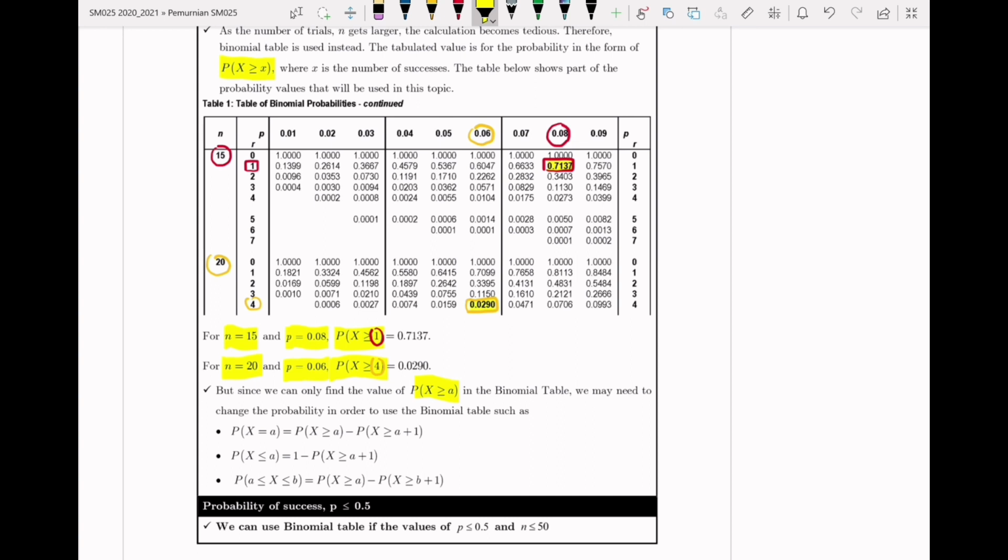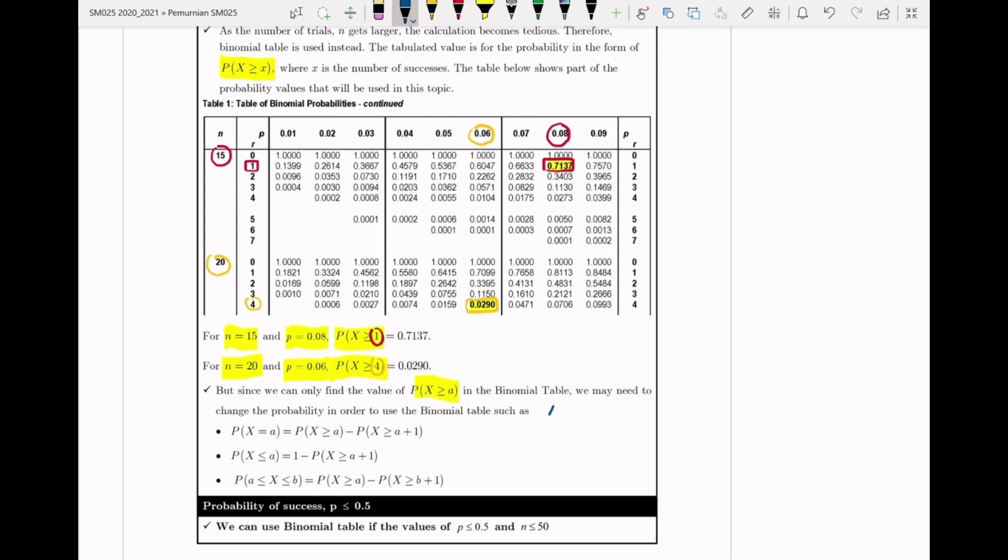Okay, but since we can only find the value of P(X ≥ x) using the binomial table, if we have another form, we need to change the probability so that we can use the binomial table. For example, if we need to find P(X = a), we need to subtract P(X ≥ a + 1) from P(X ≥ a). Let's look at the example.